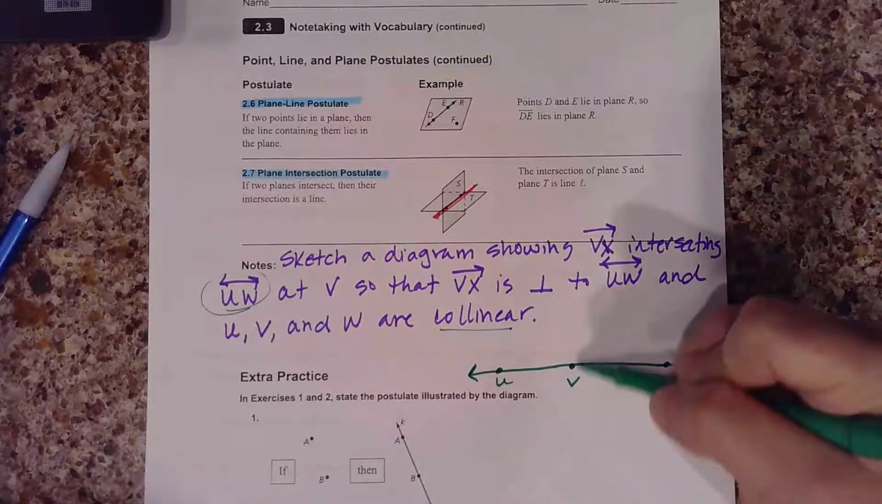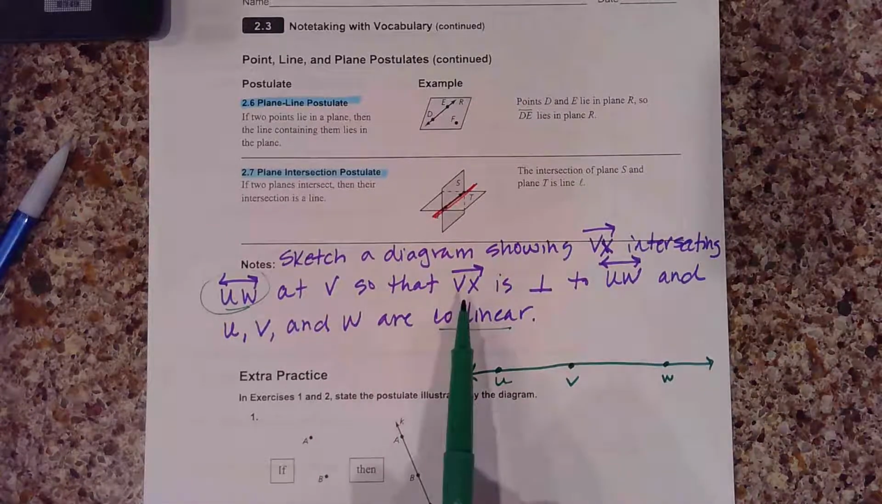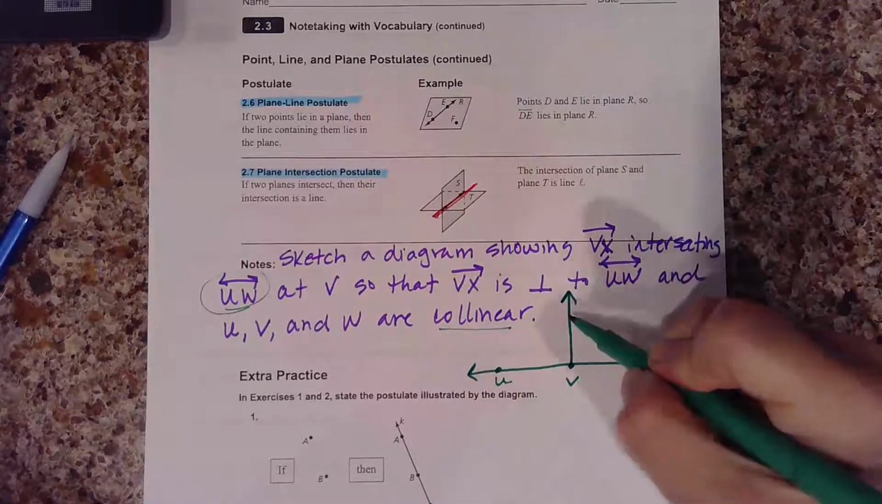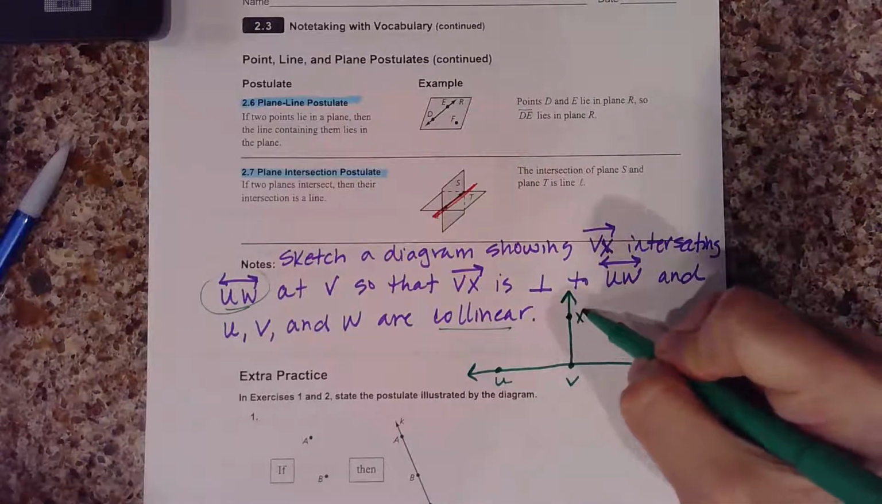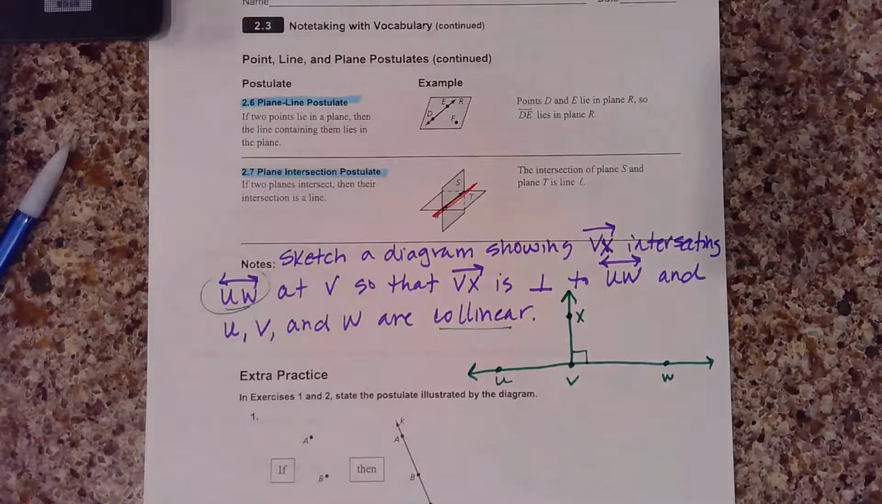So it could go diagonally, straight up, whatever, down. It says at V, so that Vx is perpendicular to this line. So I need to put Vx, which means I need to have a point there. And in order for me to show that it's perpendicular, I need to include that little symbol.